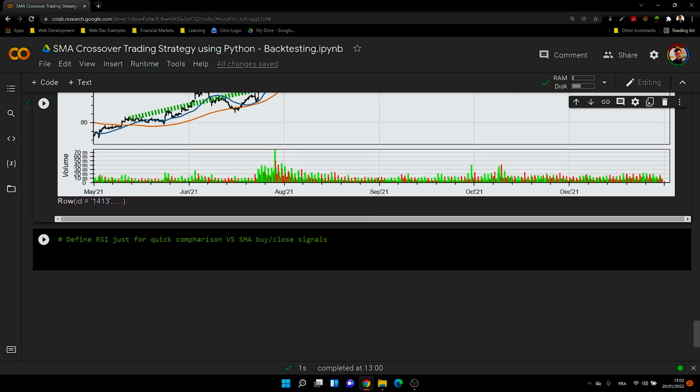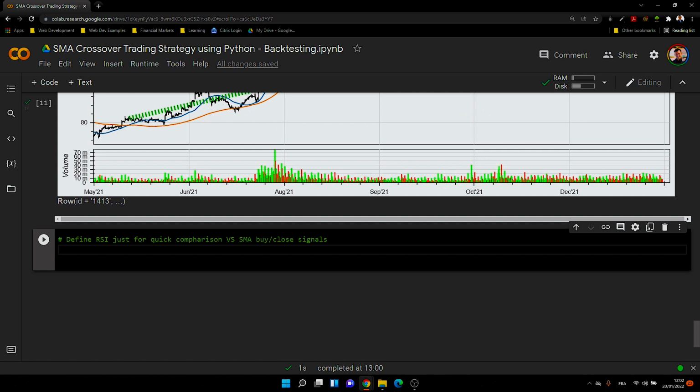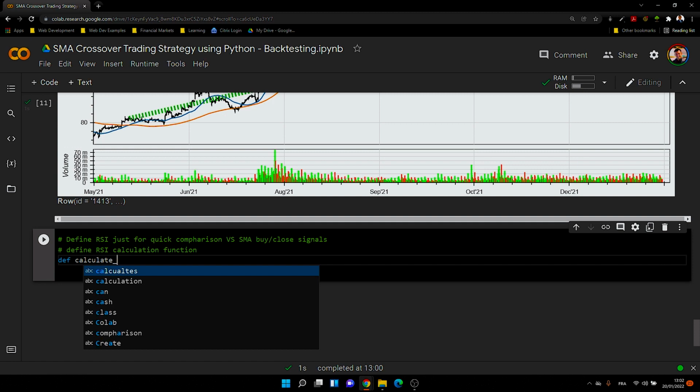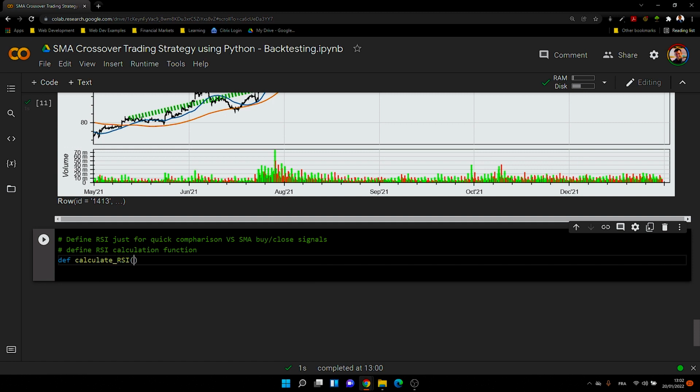Just for a quick comparison, we can also calculate and plot what the RSI would be like for this versus the SMA strategy. RSI stands for Relative Strength Index, so what the signals were in the relative strength index for this period relative to what the SMA strategy showed us as signals. So we'll define a new function called calculate_rsi. And this will take in closing prices and a lookback period.